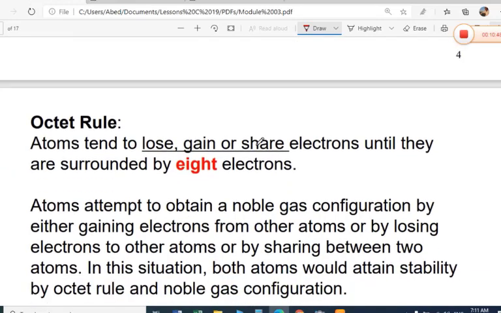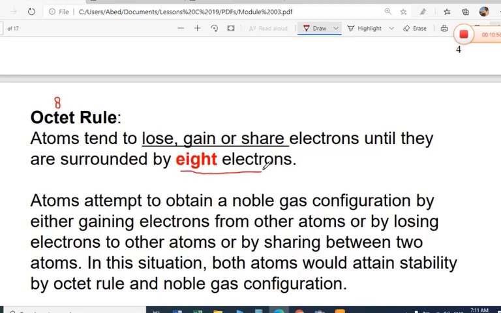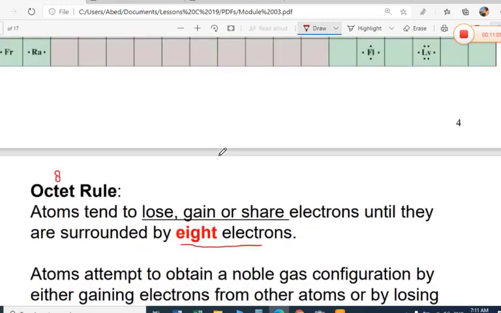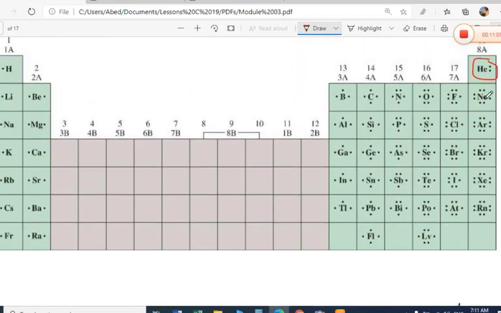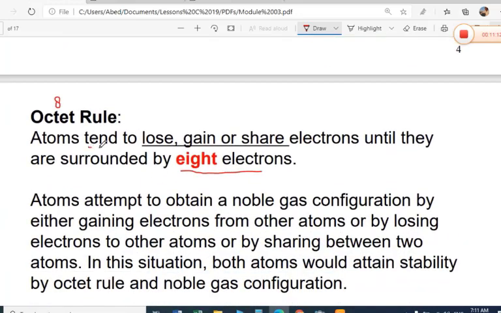So now there is one rule that is called the octet. Octet means 8. So 8 electrons in the outermost shell means it is completely filled and it does not need to take part in the chemical reaction. It does not make any bond. So here the noble gases have 8, 8 and 8. So all the atoms try to lose, gain or share electrons to make the bonds, to make the reaction, to complete the 8 electrons, to satisfy and to get stabilized.